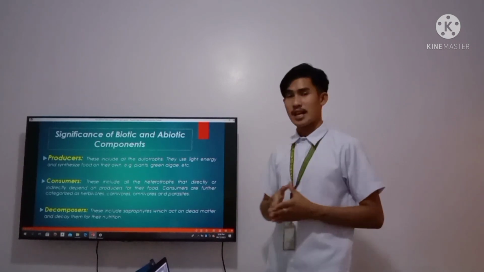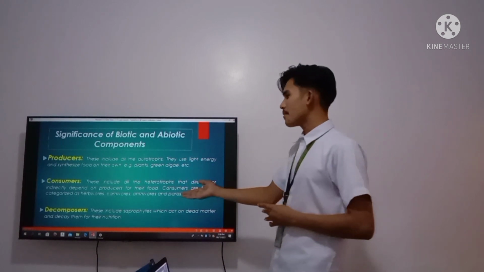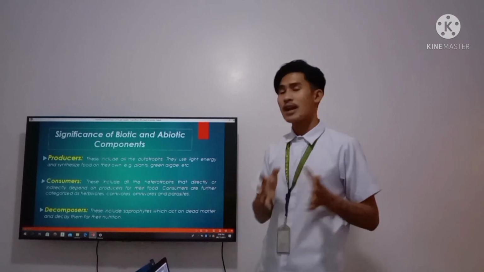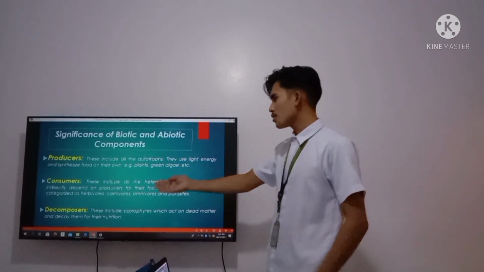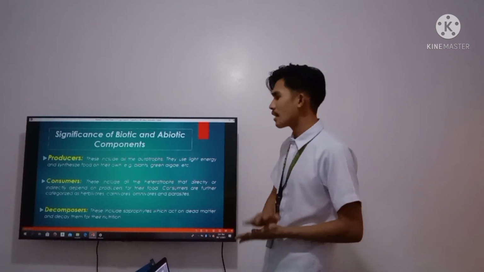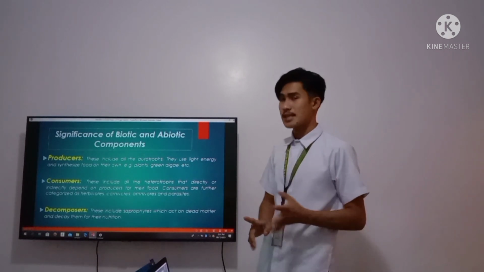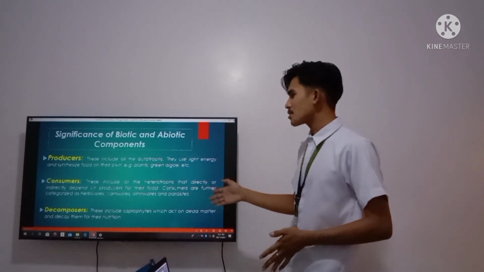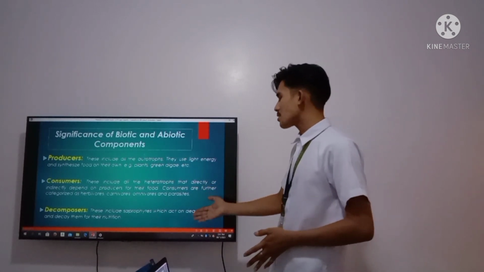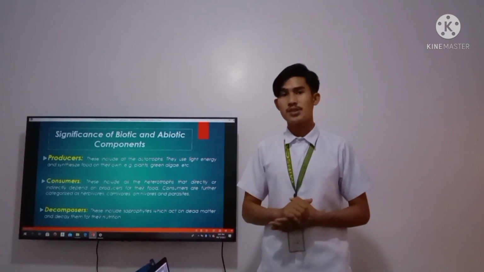green algae, and etc. The next one is the consumer. This includes all the heterotrophs that directly or indirectly depend on producers for their food. Consumers are further categorized as herbivores, carnivores, omnivores, and parasites. The next one is the decomposers. This includes saprophytes which act on dead matter and decay them for their nutrition.